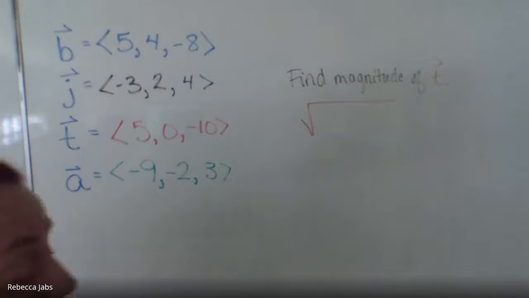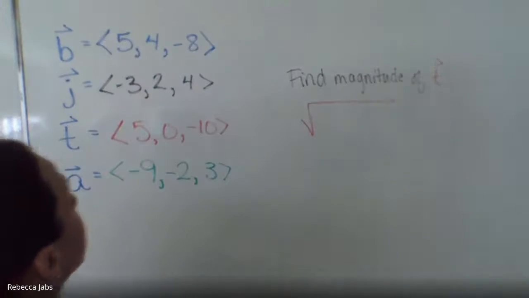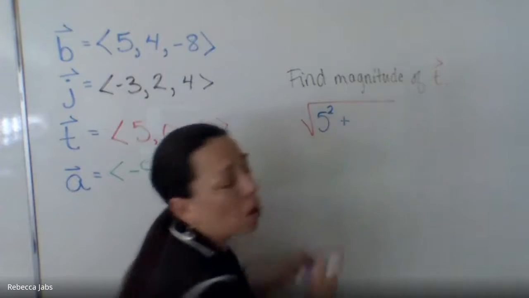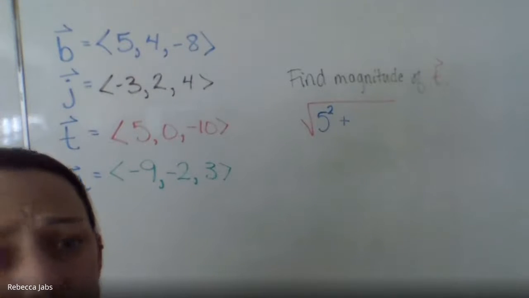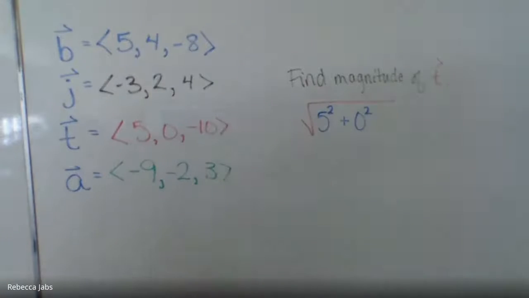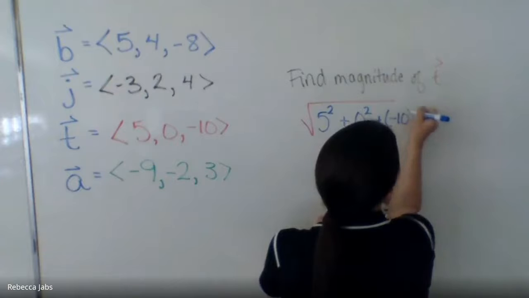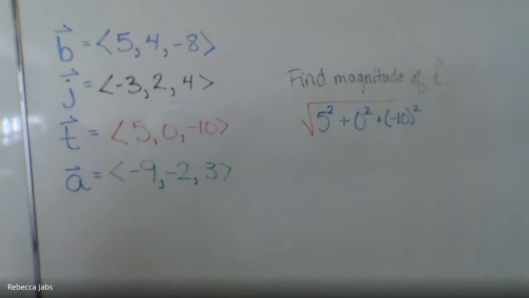Chanel even reminded us the first number underneath, for part T is 5. So I've got to do 5 squared. Guys, I know 0 squared is just 0, but when you're looking through your work to know how you did this, it might help you in your work to write plus 0 squared. And our last one, be careful with that negative. Let's make sure we put it in parentheses. Plus negative 10, make sure it's squared.